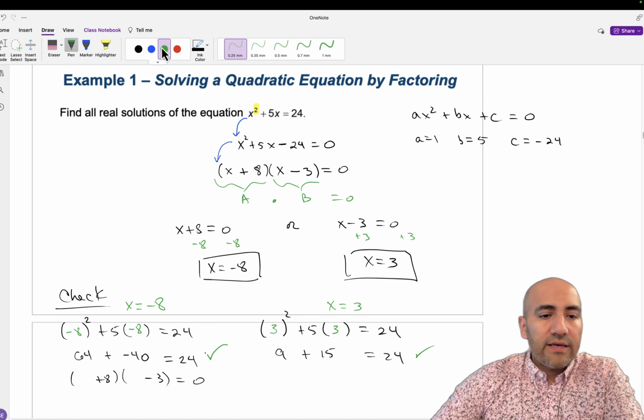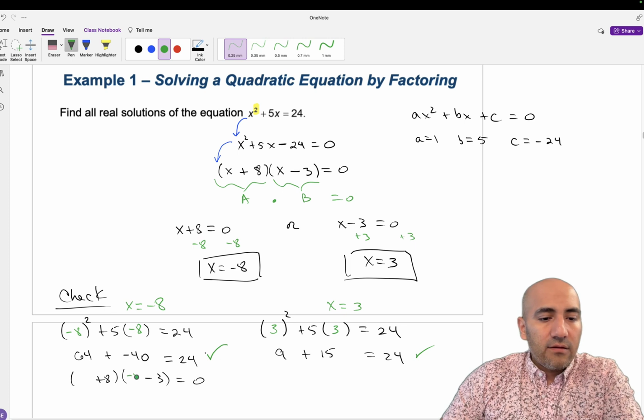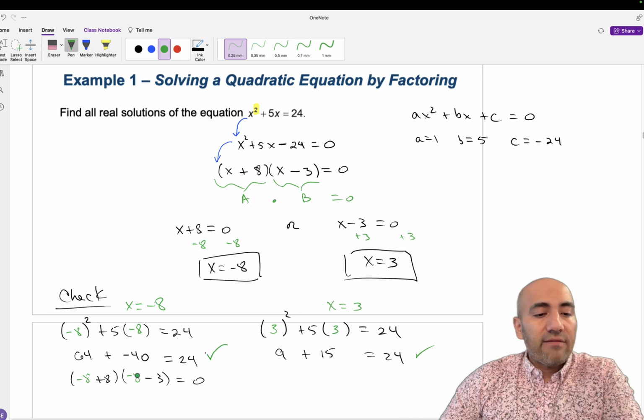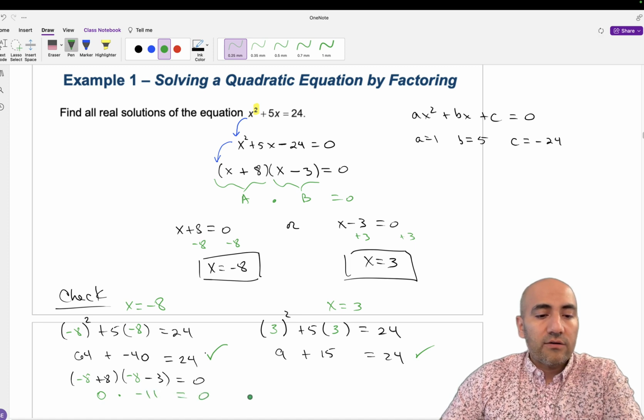And so if we replace the blanks with a -8, -8, and -8, the answer will be true because this is going to be 0. This will not be 0. This will be -11. But -11 times 0, right? This is going to be 0 times -11, which is still equal to 0.